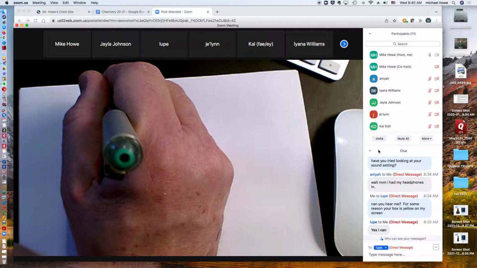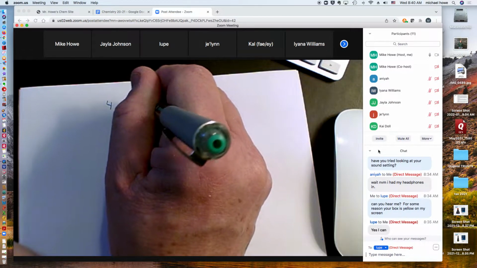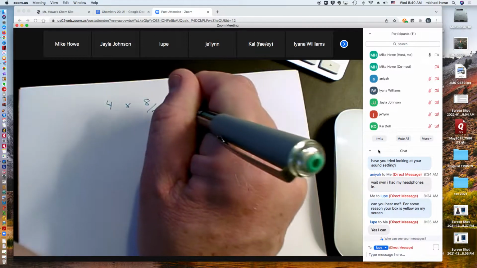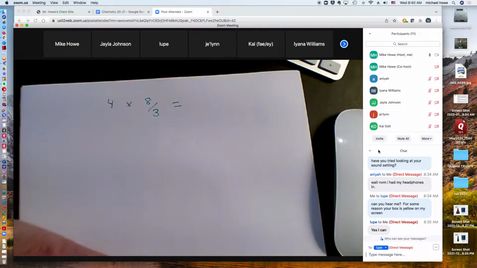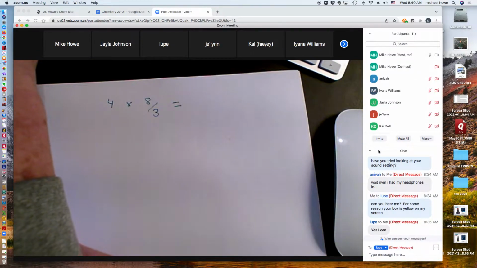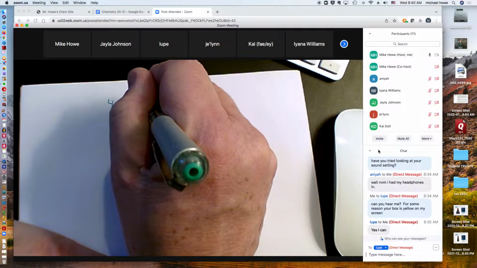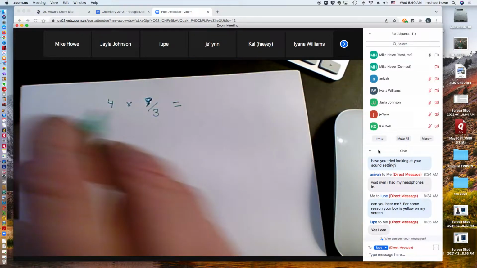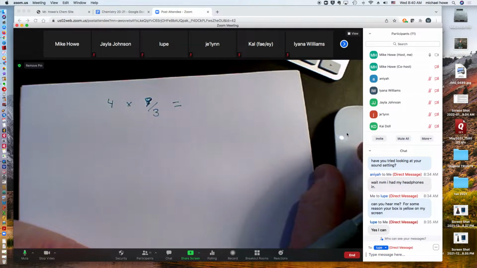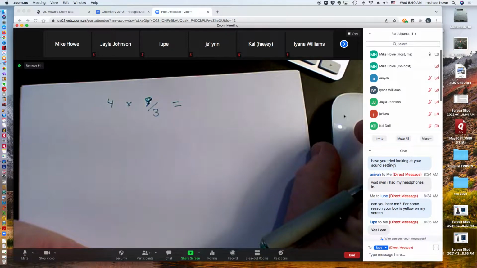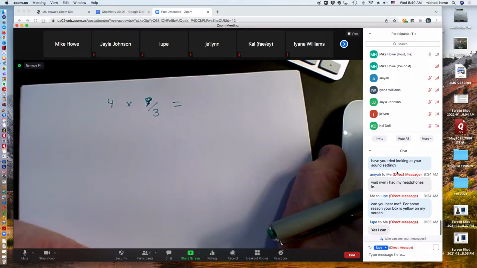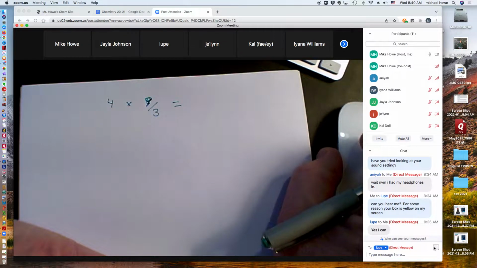So if I had 4 times 8 over 3, can you guys type in the chat window what you think the answer to that is? Actually, let's make it a little easier. Let's go 9 over 3. That'll be easier. So what do you think the answer to that question would be? 4 times 9 over 3. Waiting for responses in the chat window.